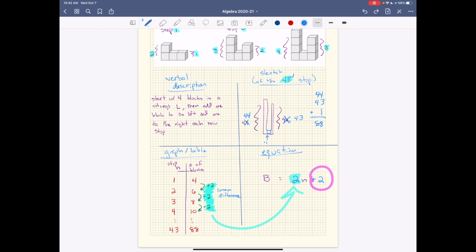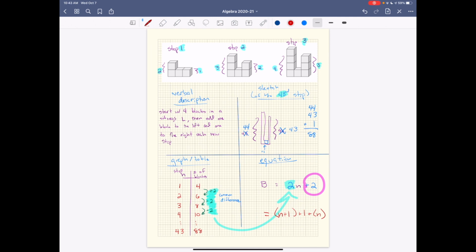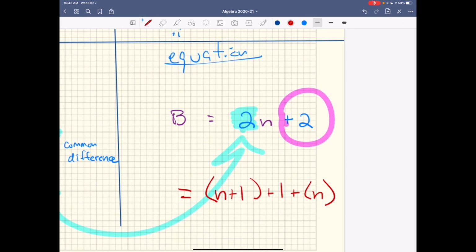Did anyone write the equation like this instead? N plus 1 plus 1 plus n? Does anyone know why I might write the equation that way? How am I thinking about the pattern if that's the way I write the equation? First of all, are those the same thing?